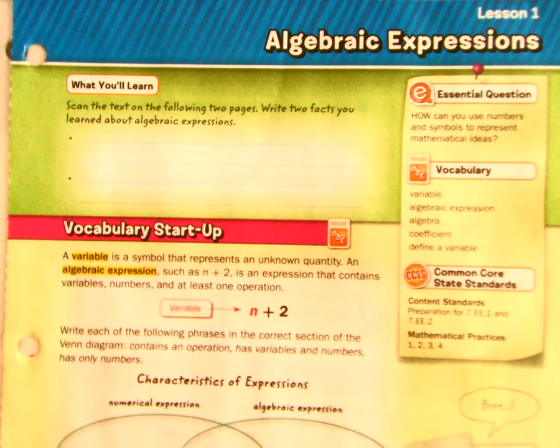Lesson 5.1, Algebraic Expressions. When we are given an algebraic expression, one thing we can do is evaluate each expression. Evaluate each expression if c equals 8 and d equals negative 5. When we are evaluating, we are substituting the value in for the variable into our expression.